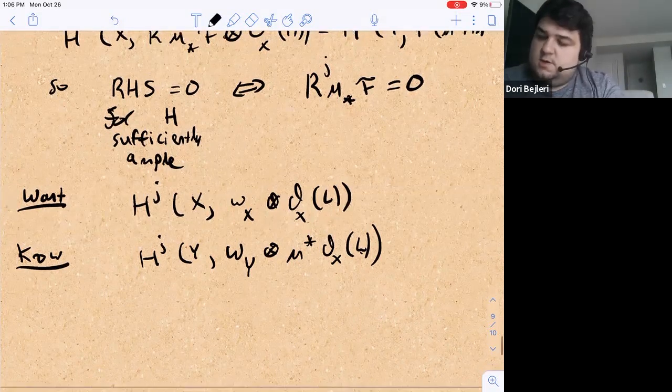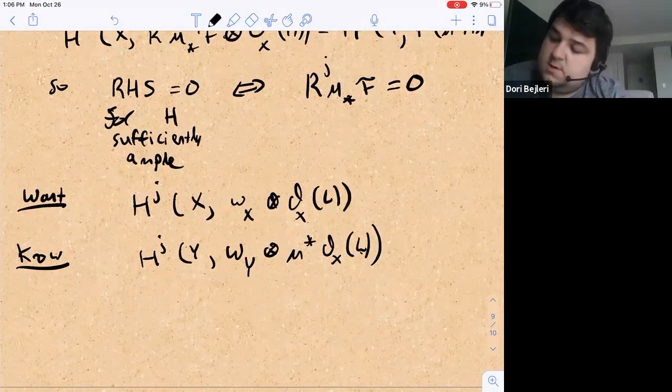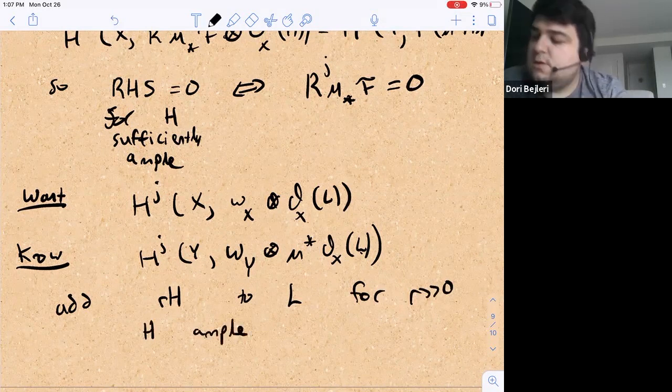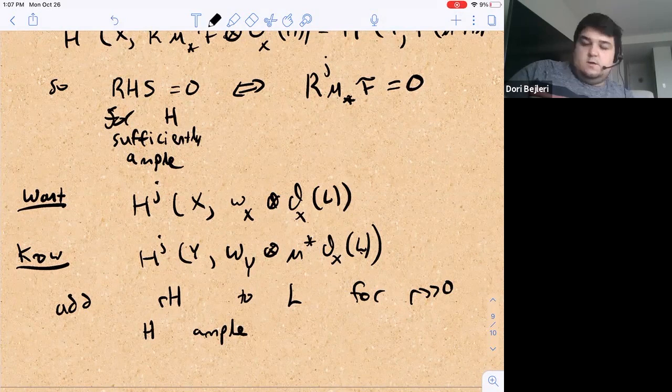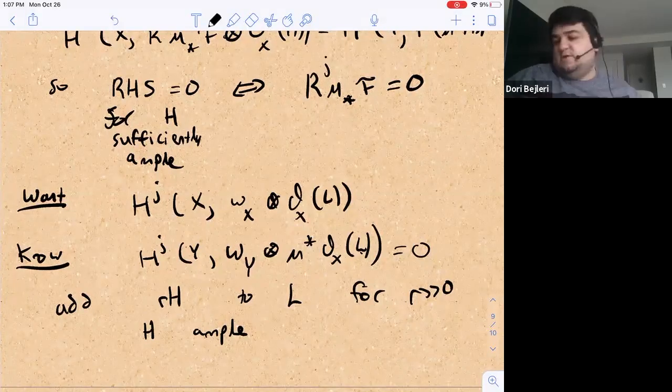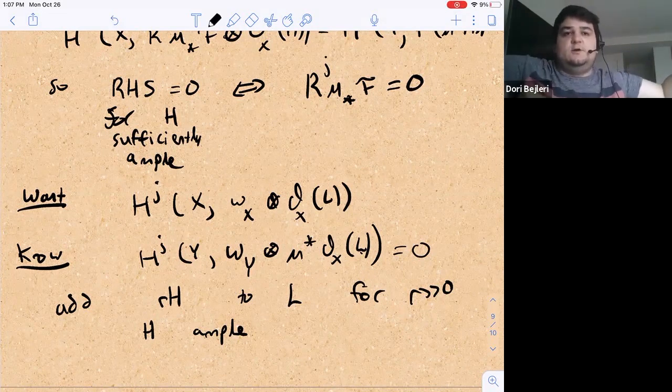So we want to apply this lemma, which means we want to add some ample to our situation. So let's add rH to L. And when we do that, we still have the vanishing for this H^j. Somehow we've added more positivity. So if we already know that H^j here is 0, then when we add a large enough multiple of an ample, we'll still get something 0. So if you want, you can say, well, take a generic section of rH so that all our assumptions are still satisfied in our argument to get the vanishing on Y.